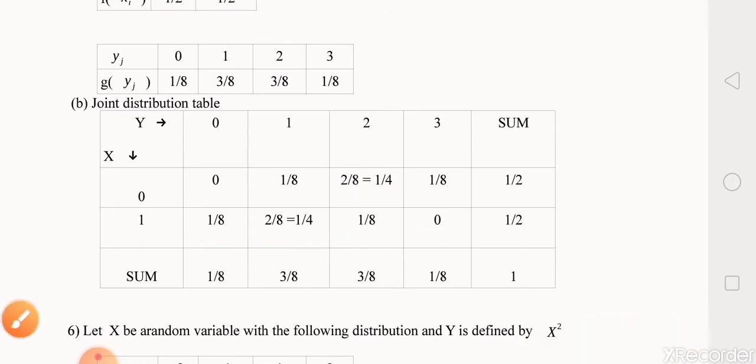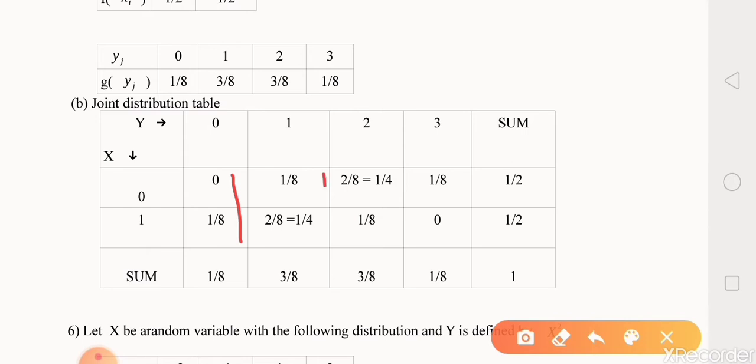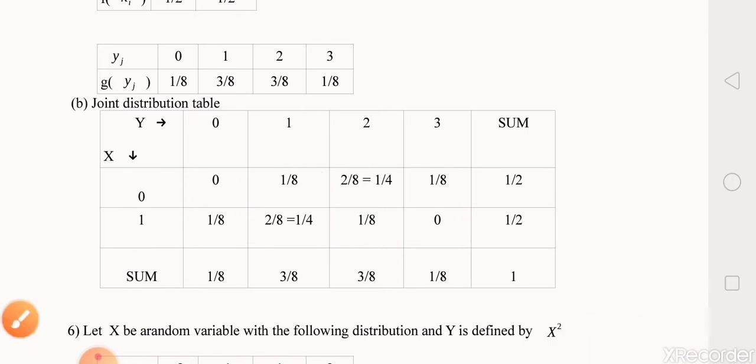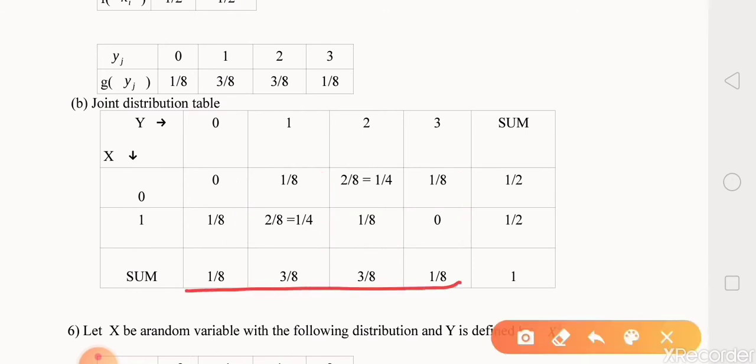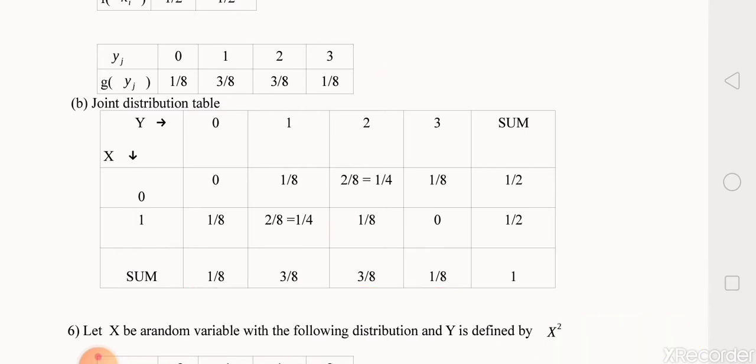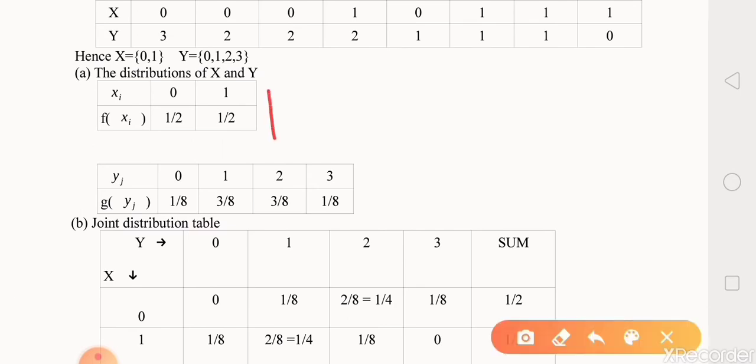At the same time, we have to consider the sum of each column. So 1 by 8, 3 by 8, 3 by 8 and 1 by 8. If you observe, these sums give the marginal distribution of Y, which we have already written, and this gives the marginal distribution of X, that also we have written.